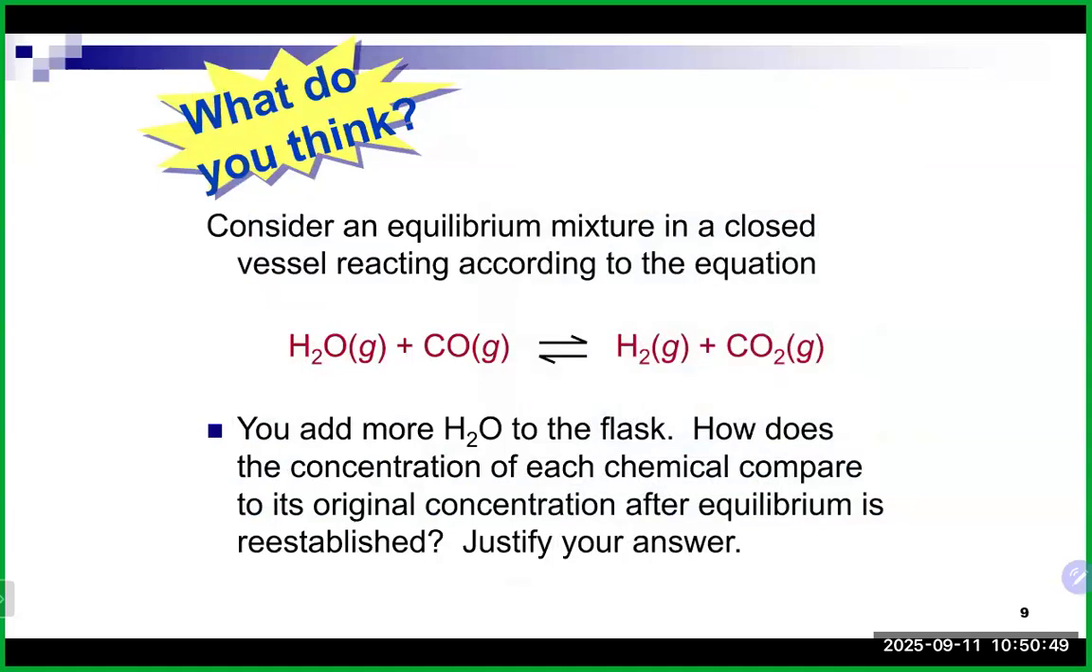All right, consider an equilibrium mixture in a closed container that contains H2O plus CO, making H2 and CO2. What would happen to the concentrations of everybody in this reaction if you decide to add more water to it? Take a moment and think about it. Would everybody's concentration stay the same? Would some go up? Would some go down? Decide which ones would go up and down. Just think about it for a second and come up with what you think.